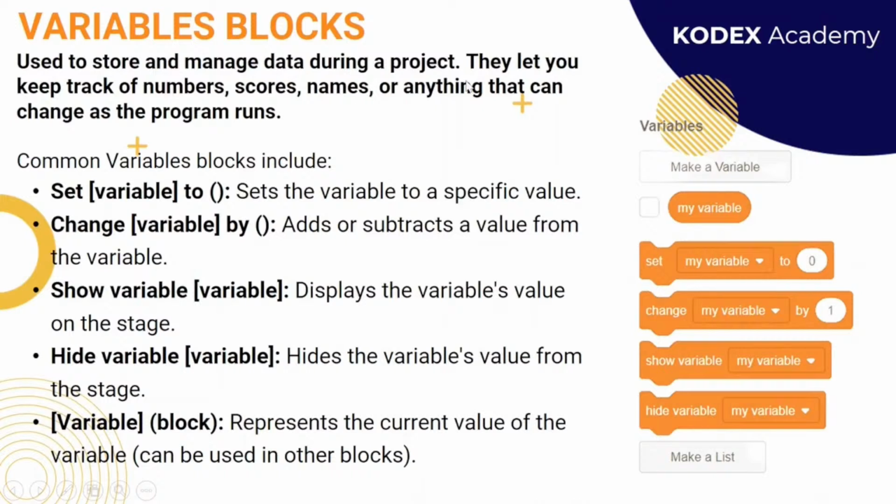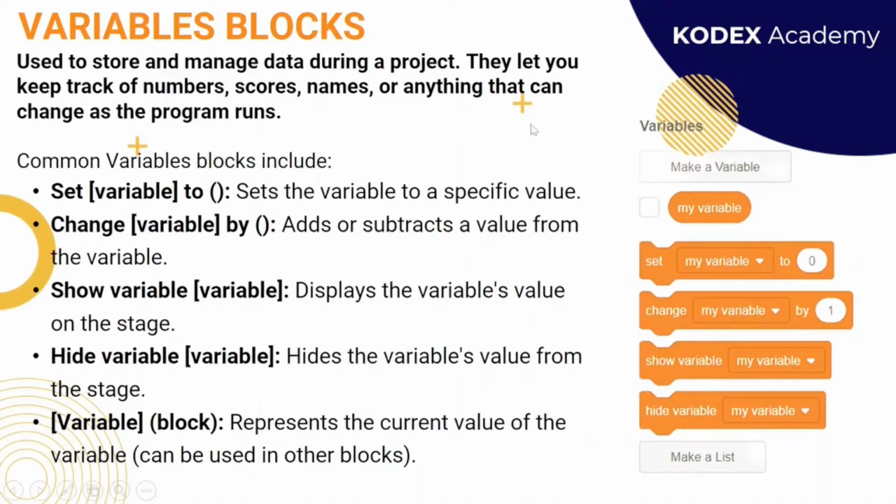Variables block. A variable is specially used to store and manage your data during the project. For example, you want to store or take any number from the user. You may make a variable to calculate the score or a particular name or anything. Here you can create your variable and keep tracking the particular number, score, name or any other kind of data during your program, and according to that you can make changes in your script to make your program more interesting and more interactive.